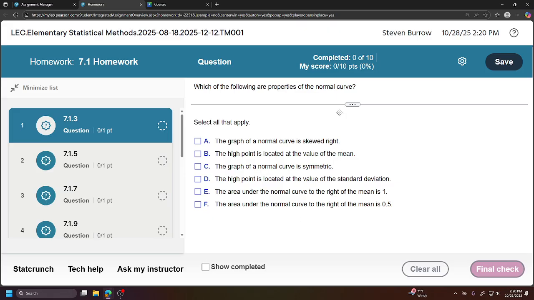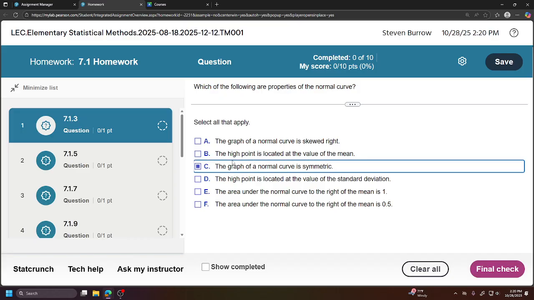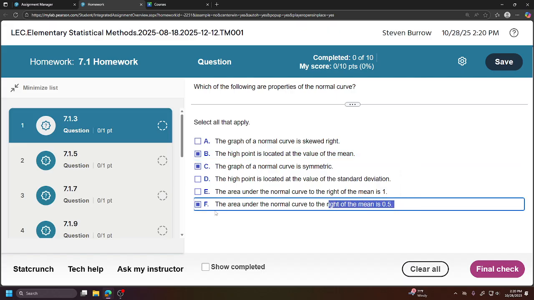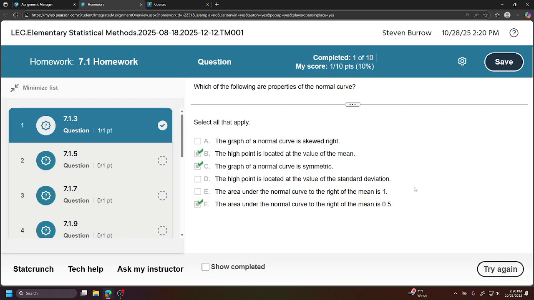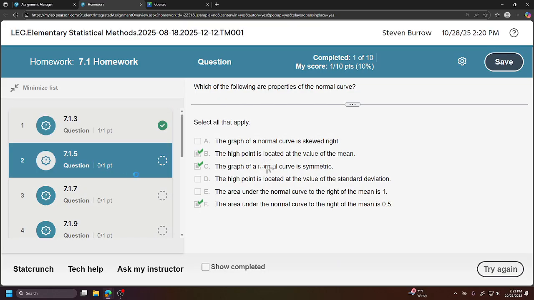Here we go. So what makes a normal curve, okay? What makes it a bell curve? Is it skewed right or is it symmetric? Symmetric, okay. The high point is at the mean. That's a true statement. The high point is at the value of the standard deviation? No, that's the spread. The area to the right of the mean is 50%. And they're trying to say it's 50-50. 50 on the left, 50 on the right. All right, multiple choice, not a big deal.